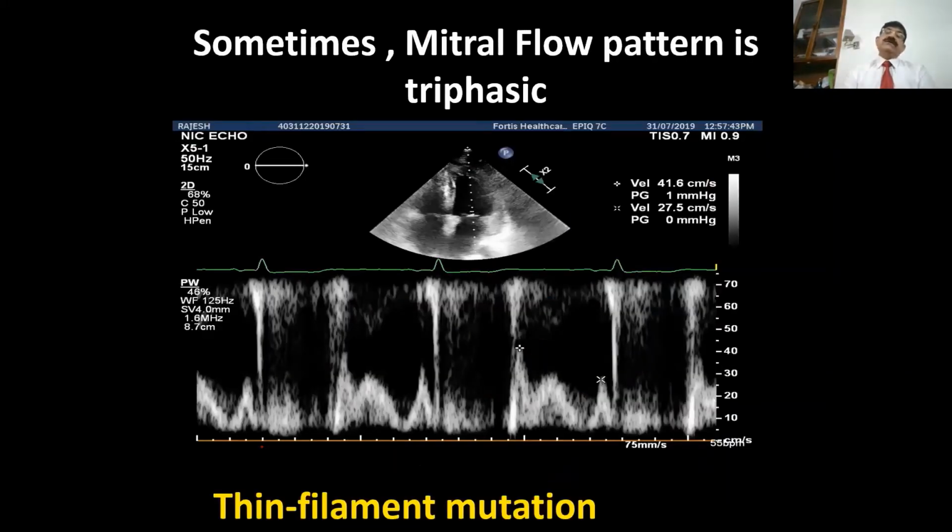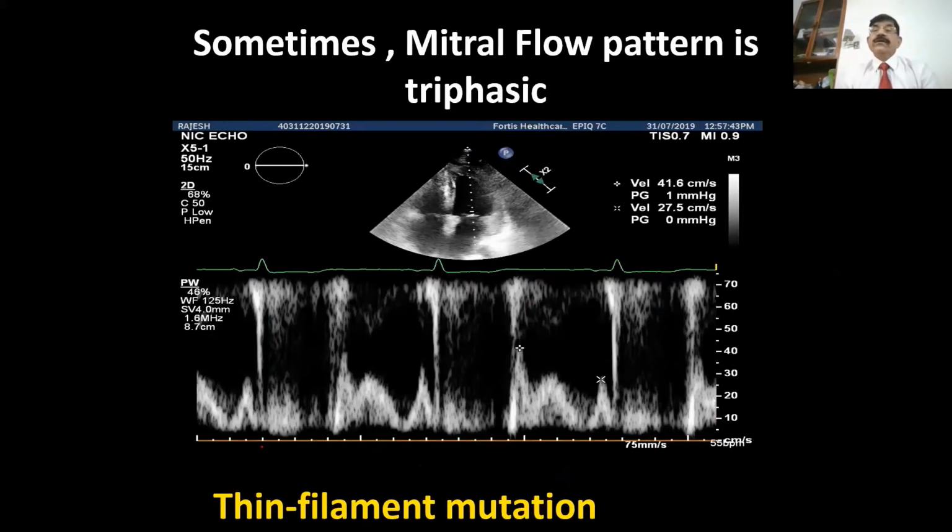I also want to emphasize that sometimes the mitral Doppler pattern helps you in deciding which type of hypertrophic cardiomyopathy you are dealing with. This typical triphasic flow is found in thin filament mutation, also called actin filament mutation, and is classic for that variety.